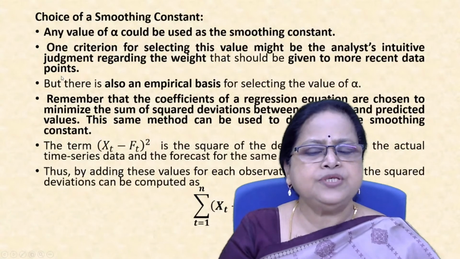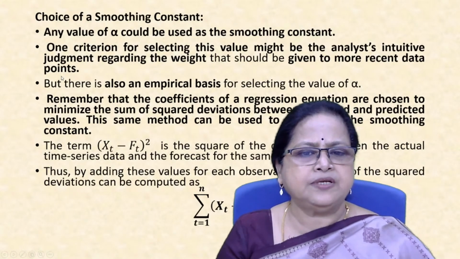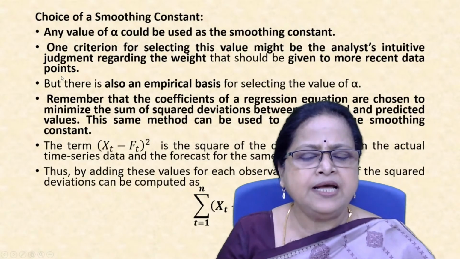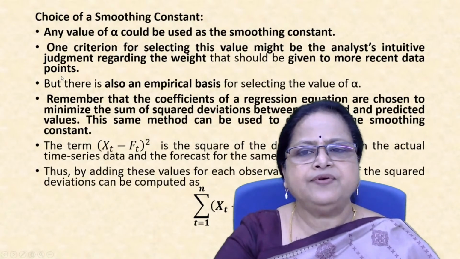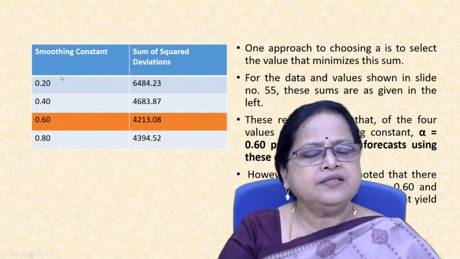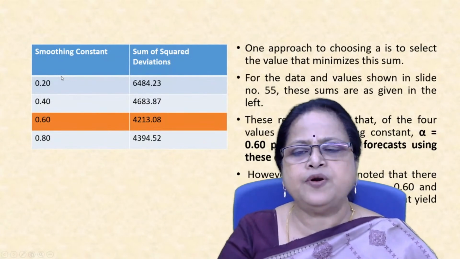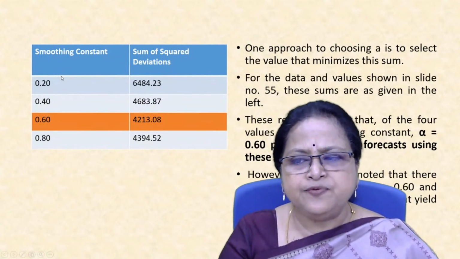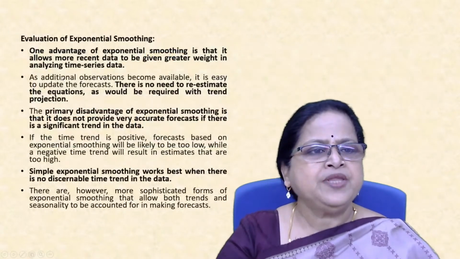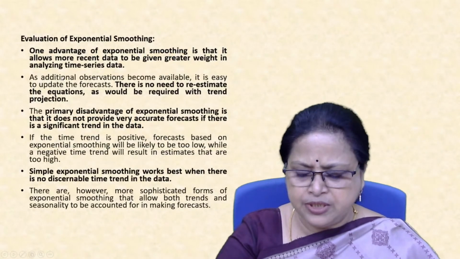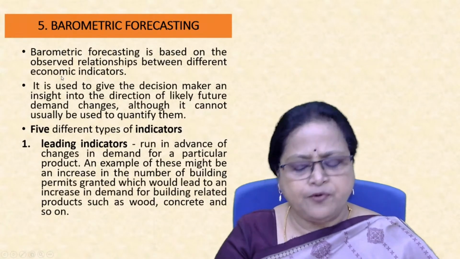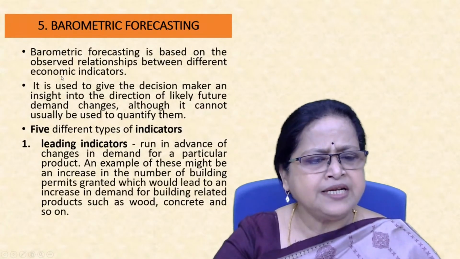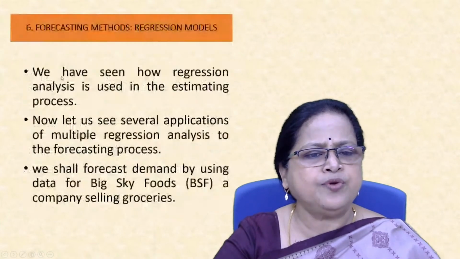Now here, choosing the constant, which one will be chosen? Here you have to use this formula, that is the summation of (Xt minus Ft) whole squared, and for that you can choose. And this table clearly tells us that 0.60 provides the best forecast using the data. Now the evaluation of exponential smoothing, that you can read because it is given in the book clearly. Barometric forecasting also is manageable, you can understand this, no problem.